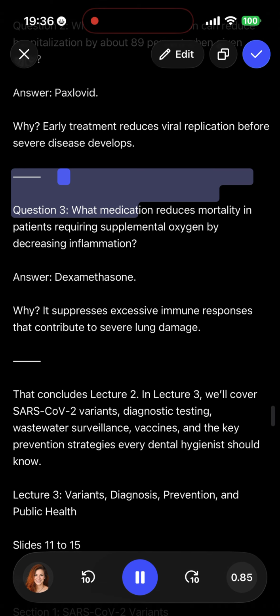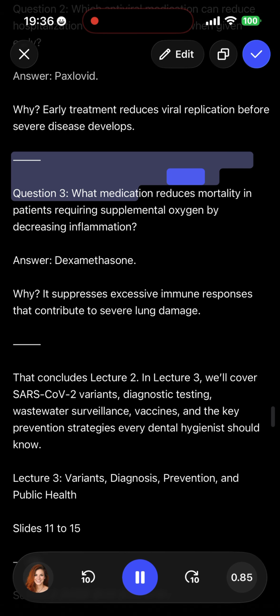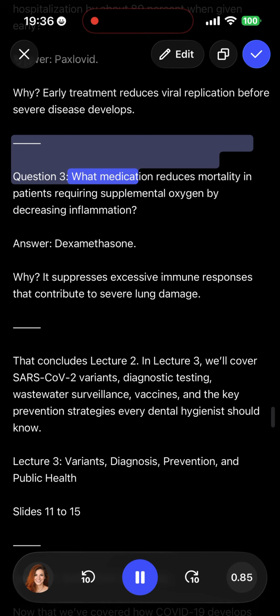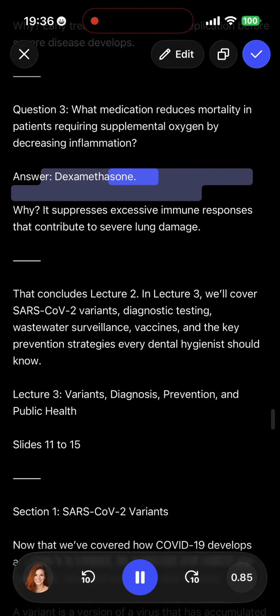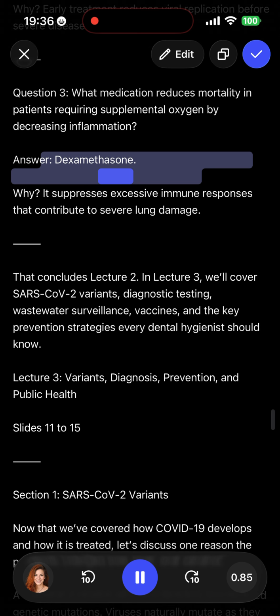Question 3. What medication reduces mortality in patients requiring supplemental oxygen by decreasing inflammation? Answer: dexamethasone. Why? It suppresses excessive immune responses that contribute to severe lung damage.